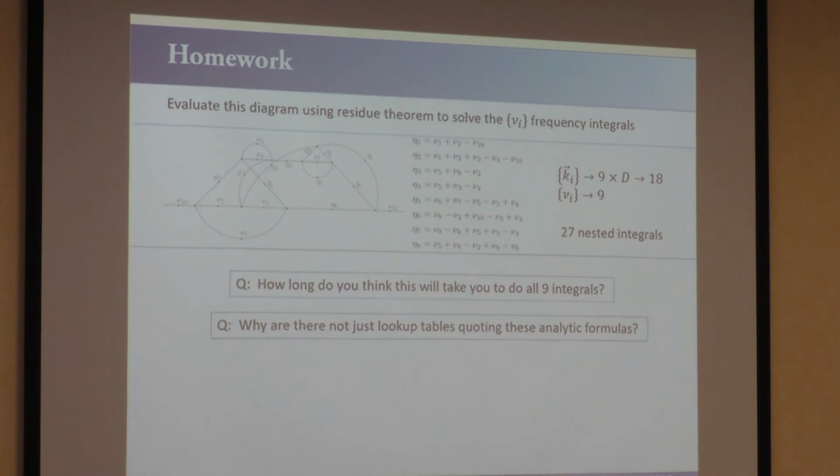And so a more general question is, why are there not just lookup tables quoting analytic formulas for arbitrary Feynman graphs? Why do those not exist? Can someone answer that? Someone must know. Yeah. Because the idea of a Feynman graph is not to write analytical formulas because they're huge. Because they're huge. So it makes no sense to go step back.